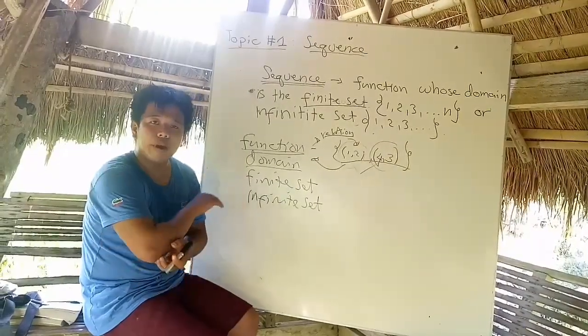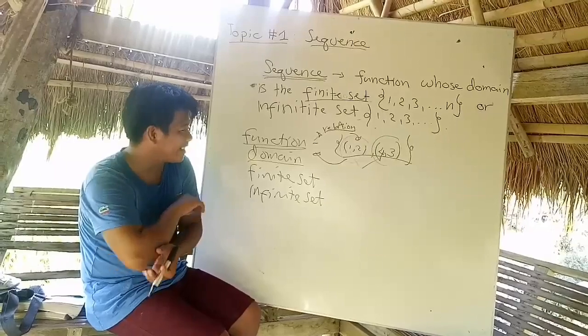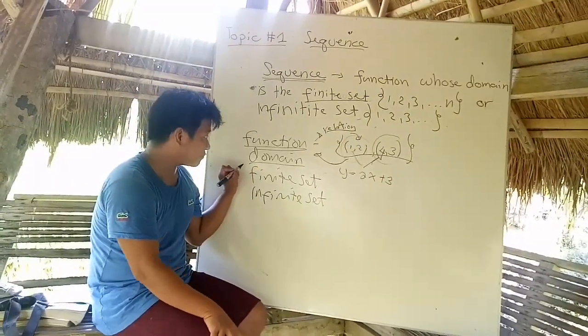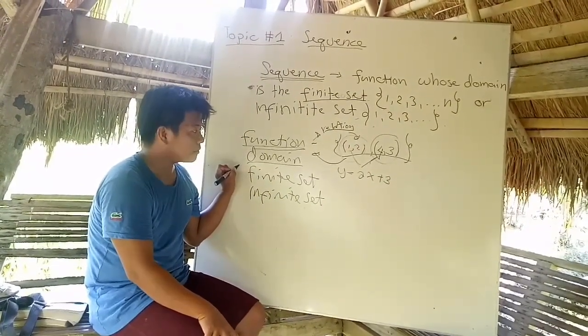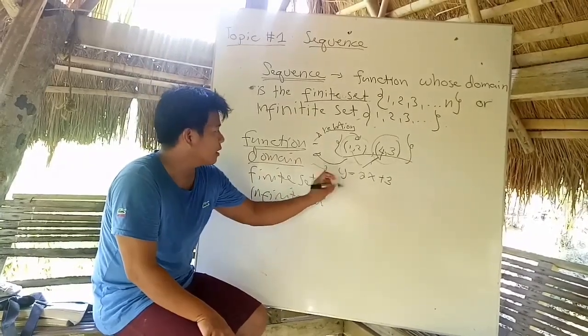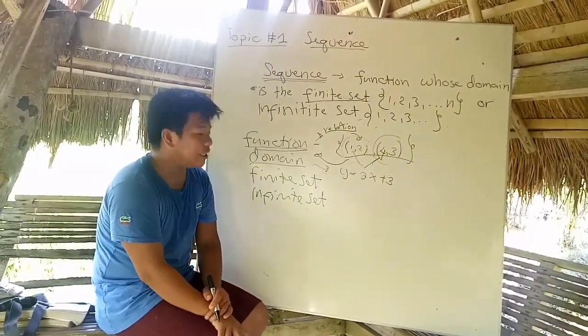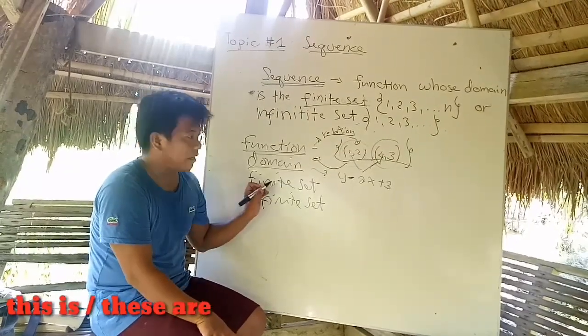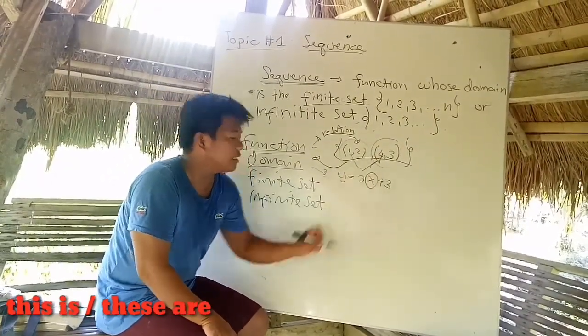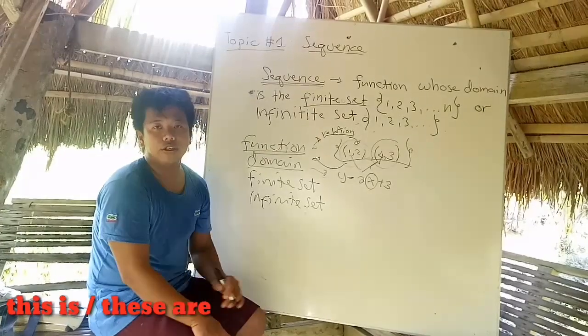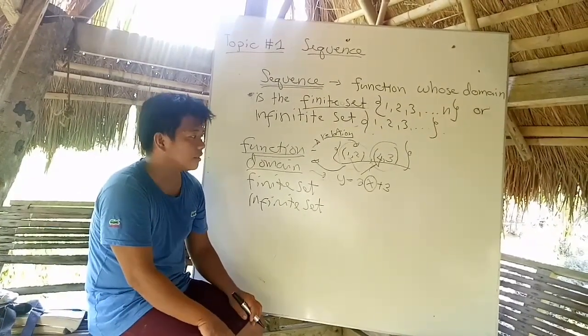Domain. What is domain? So when we say domain, okay, let's take this linear function, y equals 2x plus 3. So when we say domain, these are the possible value or values of x.